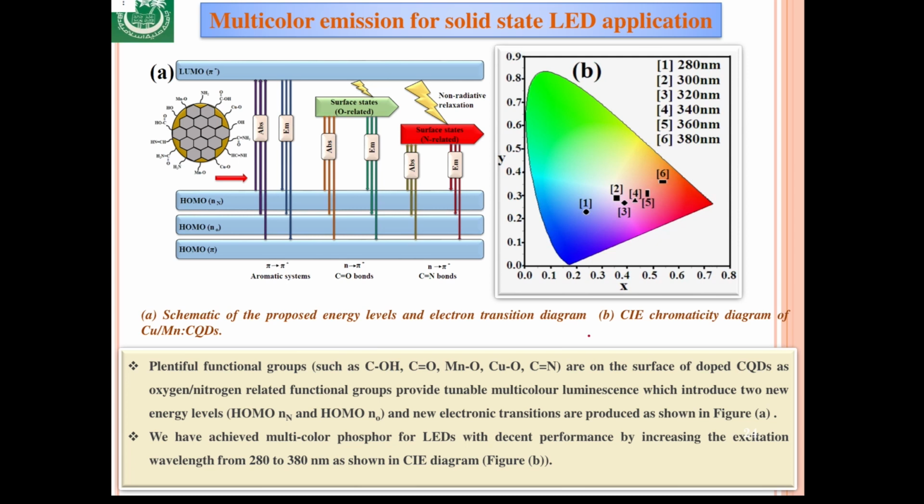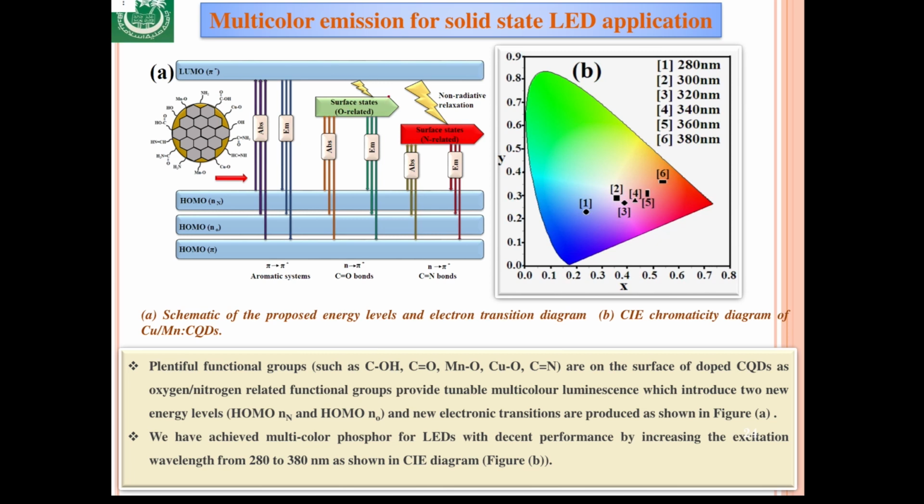So here we show the possible mechanism. The presence of a number of functional groups on the surface of the doped carbon quantum dots provided different possible relaxation pathways. The presence of these functional groups leads to the formation of new energy states, like non-bonding energy states corresponding to oxygen and nitrogen above the pi state of the system, as well as surface defects leading to oxygen related states and nitrogen related states.